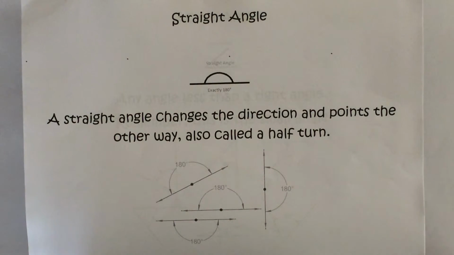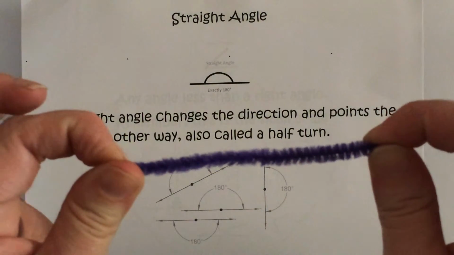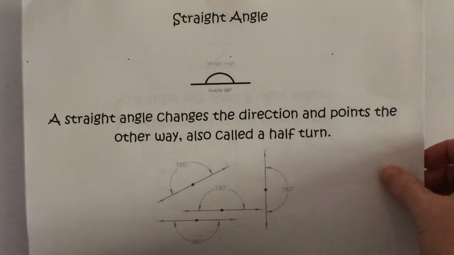A straight angle is an angle that changes direction and points the other way. It's also called a half turn. Making it with a pipe cleaner, it would look like this one here, and these are examples of straight angles.